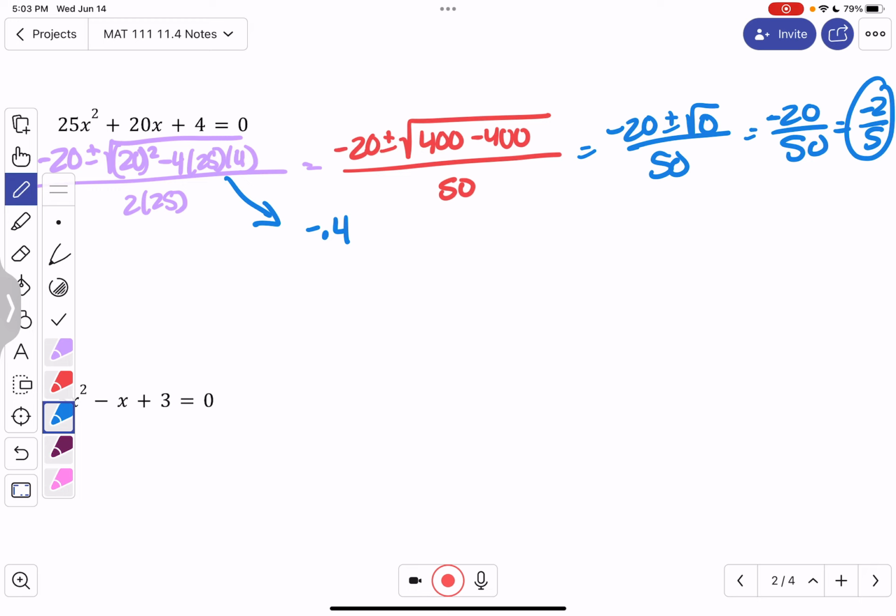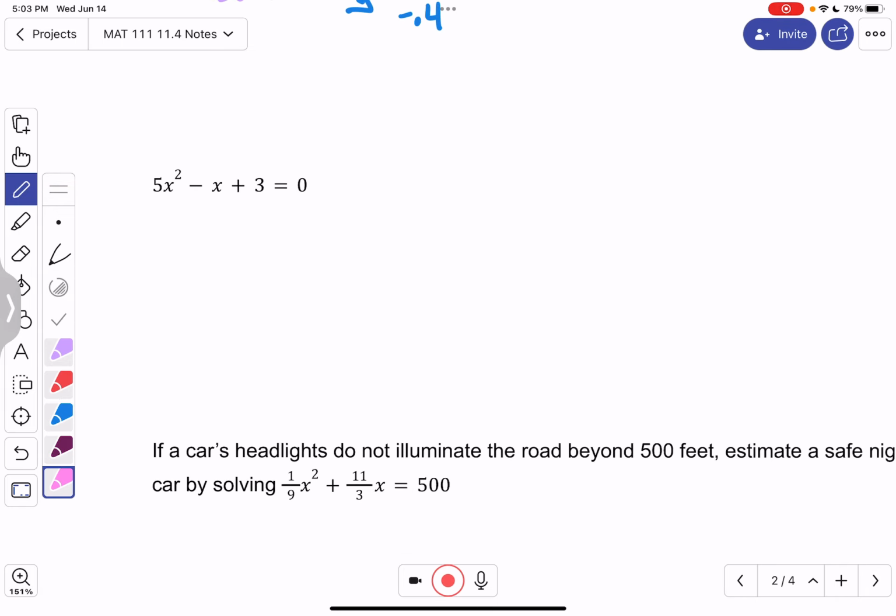This one only has one solution. We talked about how that was okay. That's because of the 0 in here. If you end up with a 0, you're only going to have one solution. All right, last one. If there's nothing there, it's a 1. So the opposite of b, plus or minus, b squared minus 4ac all over 2a.